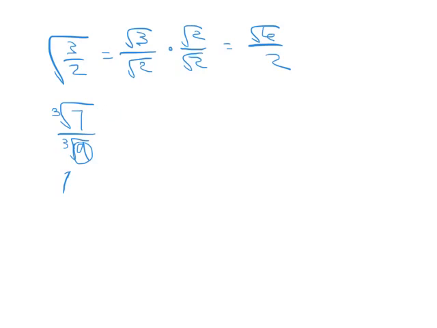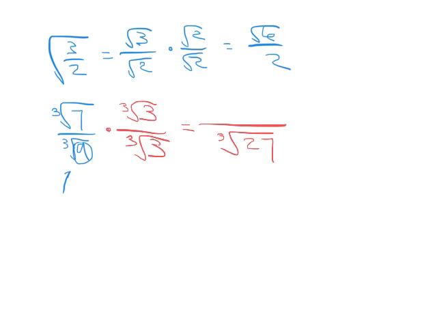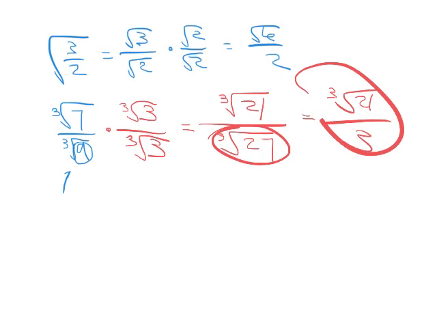So we're going to multiply the top and bottom by the cubed root of 3 over the cubed root of 3, because that gives us on the bottom the cubed root of 27. So that gives me the cubed root of 21 on top, which we really don't care what the top is, but the cubed root of 27 is 3. So the cubed root of 21 over 3, and we're done.